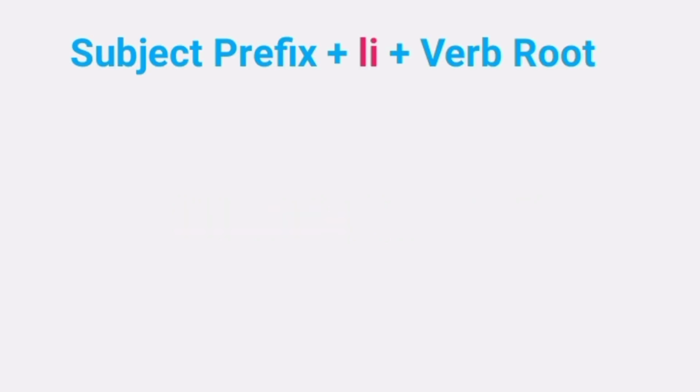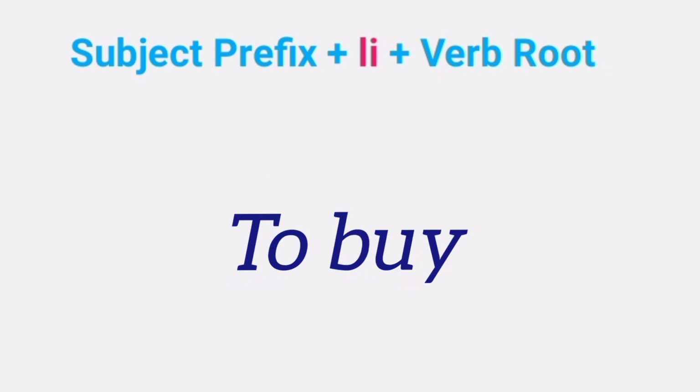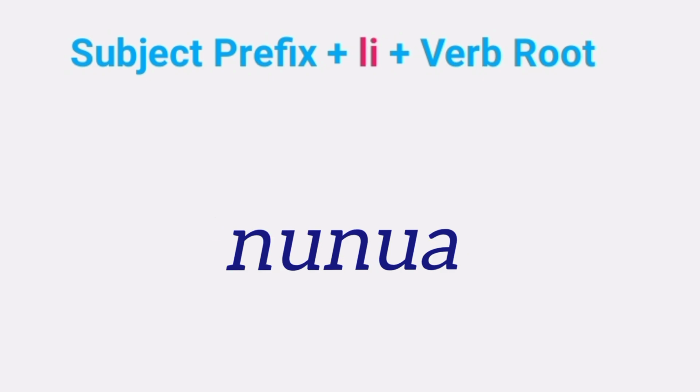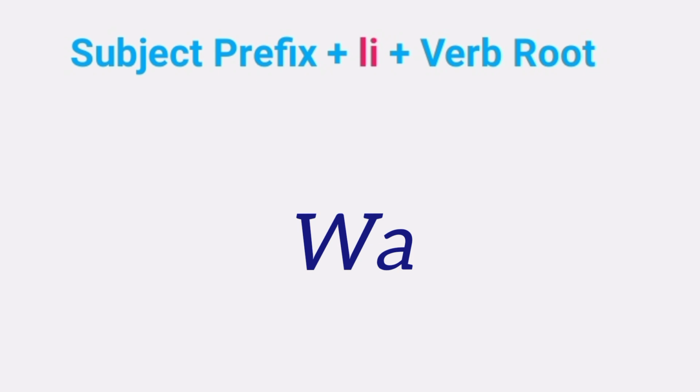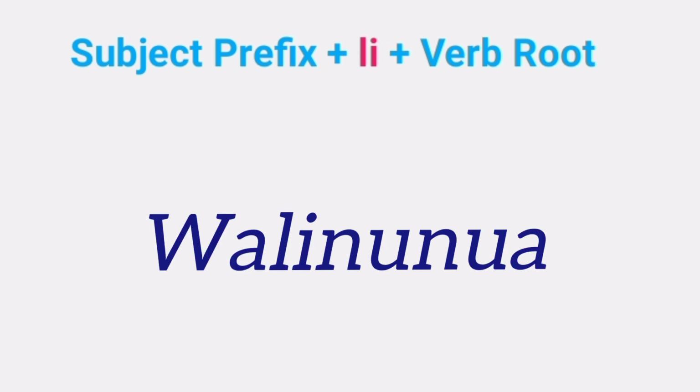What about the third plural personal pronoun, they? We want to say they bought. To buy in Swahili is kununua. The verb root is nunua. To conjugate this in the complete past tense, we start by writing wa. Wa is the marker linked to the third plural personal pronoun. After that, we add the prefix li and the verb root nunua, and we have walinunua.